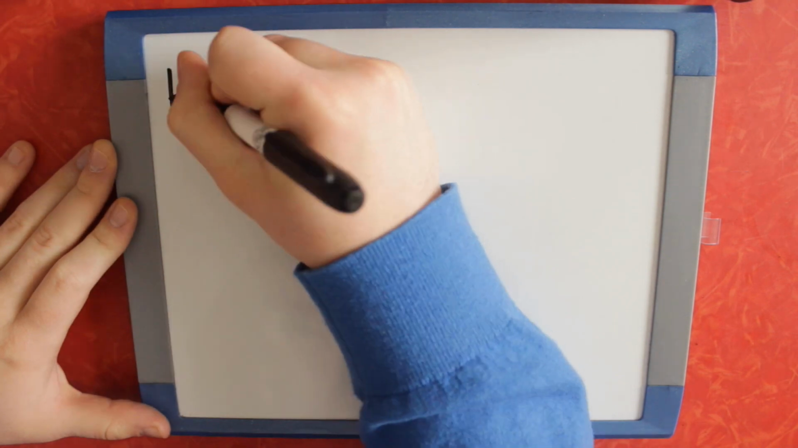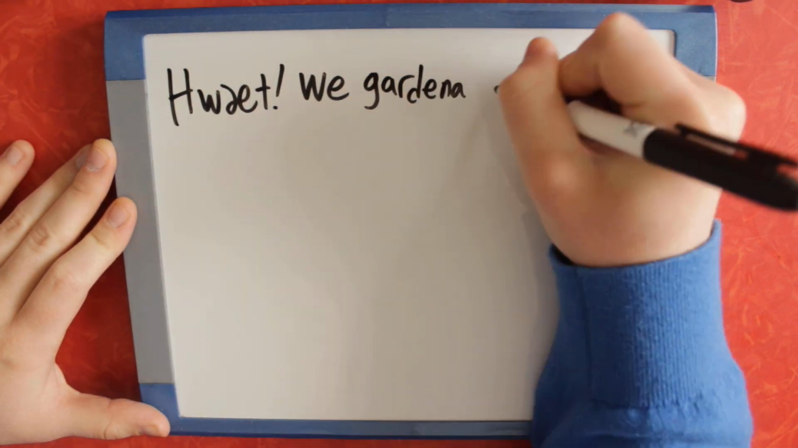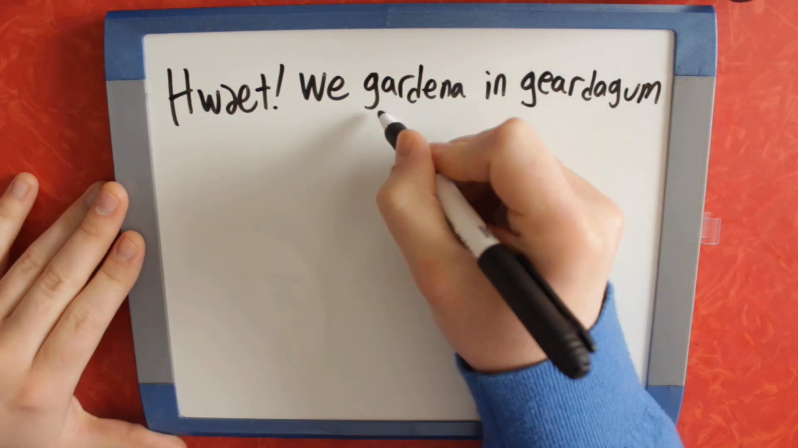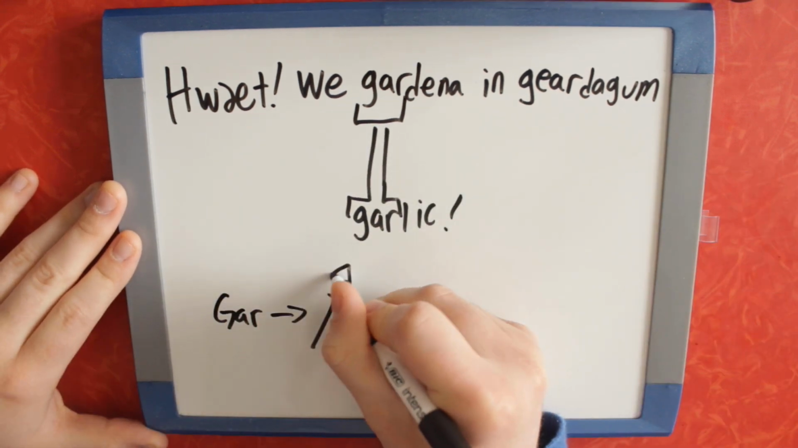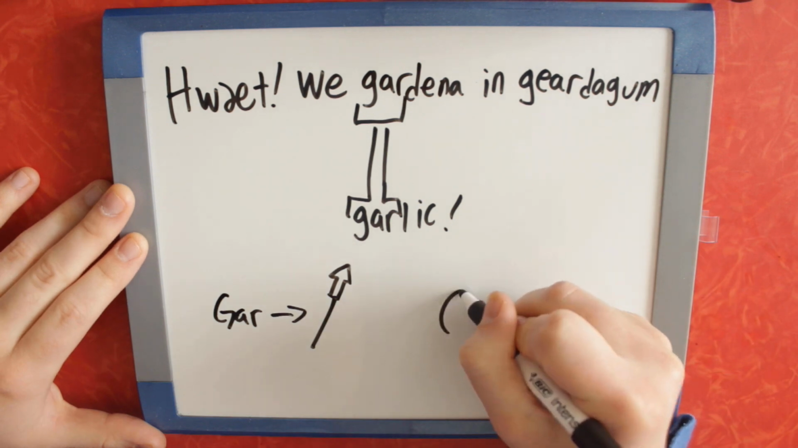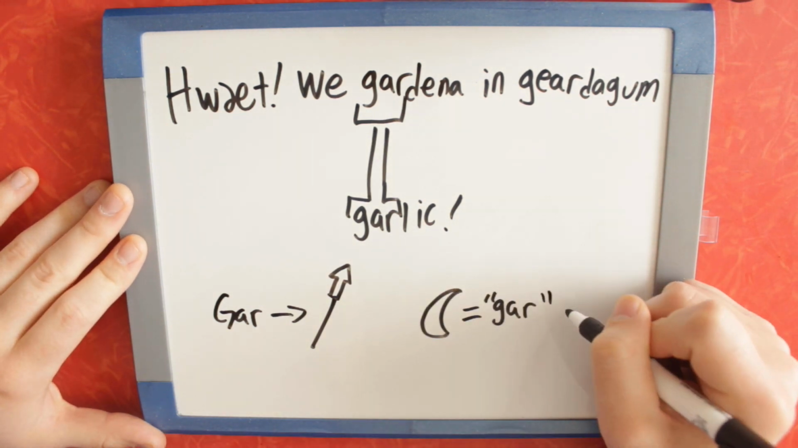For example, in line 1, "Hwæt, we Gardena in geardagum." Did you know that the gar part in Gardena is the same as the gar part in garlic? Gar means spear, and garlic, or spear leek, is so named because the cloves look like little spears.